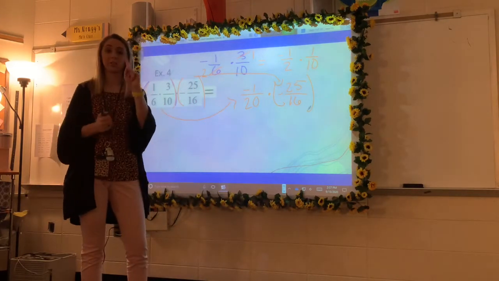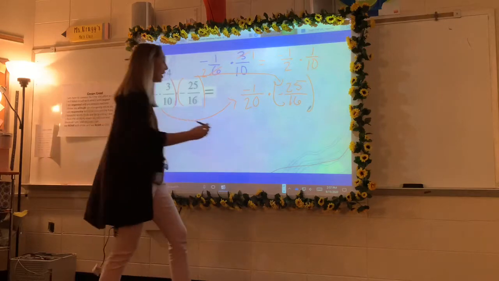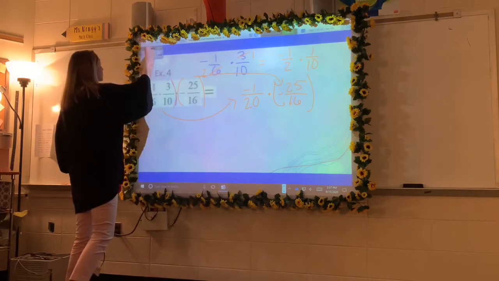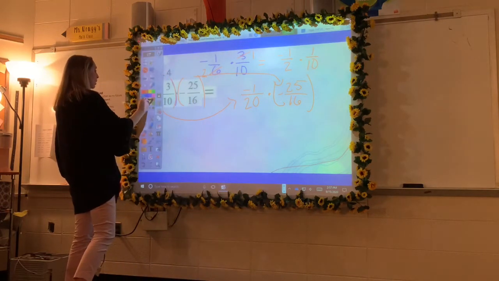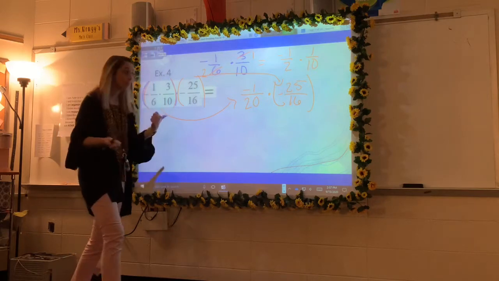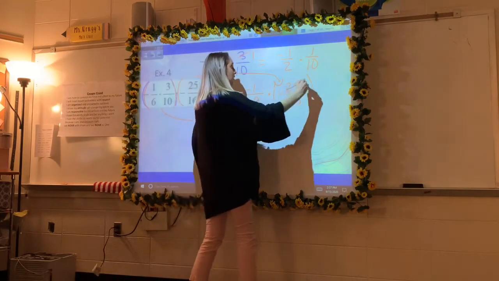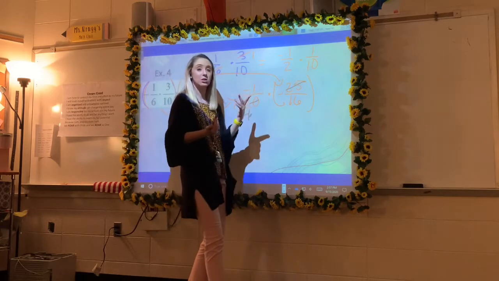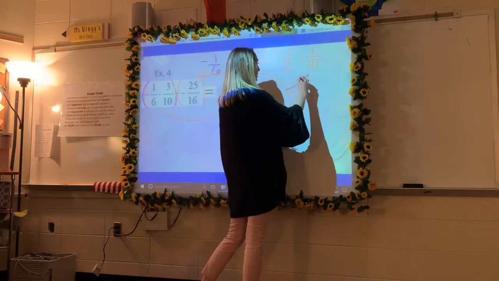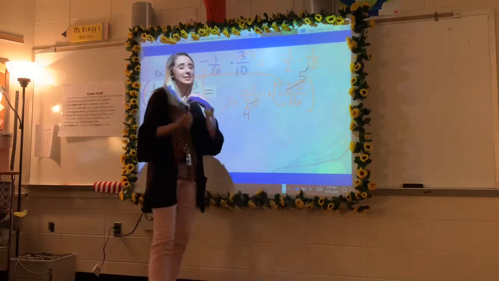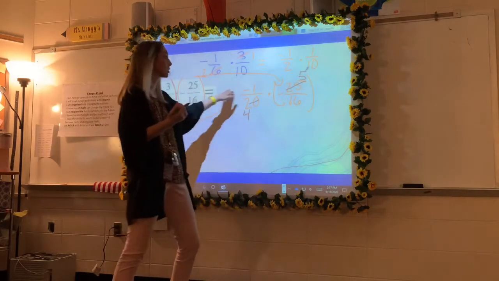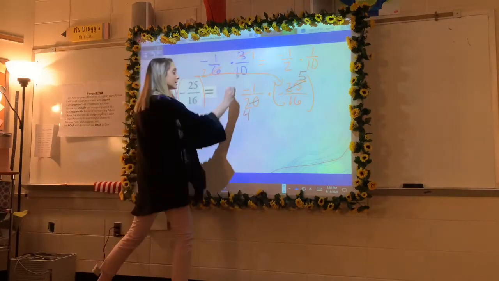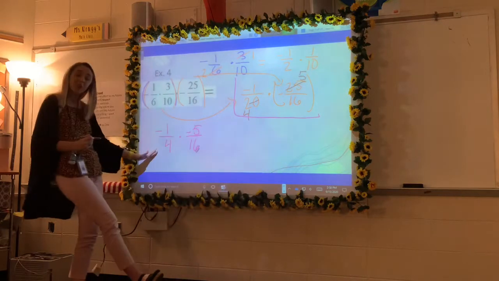The first thing we want to do is cross simplify. So what number can go into 20 and 25? Well, they both end in a 0 or 5, so we know 5 can. So 5 goes into 20 4 times, and 5 goes into 25 5 times. And then 1 and 16, we can't simplify that. So now we're just going to go straight across. Go ahead and bring this monster down some. So I brought this monster down.